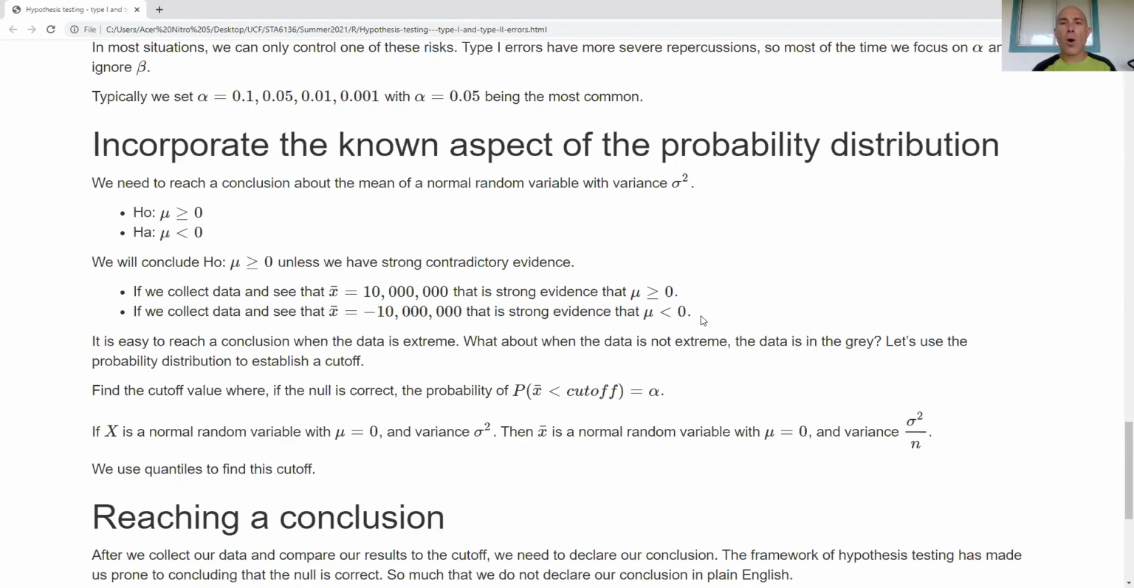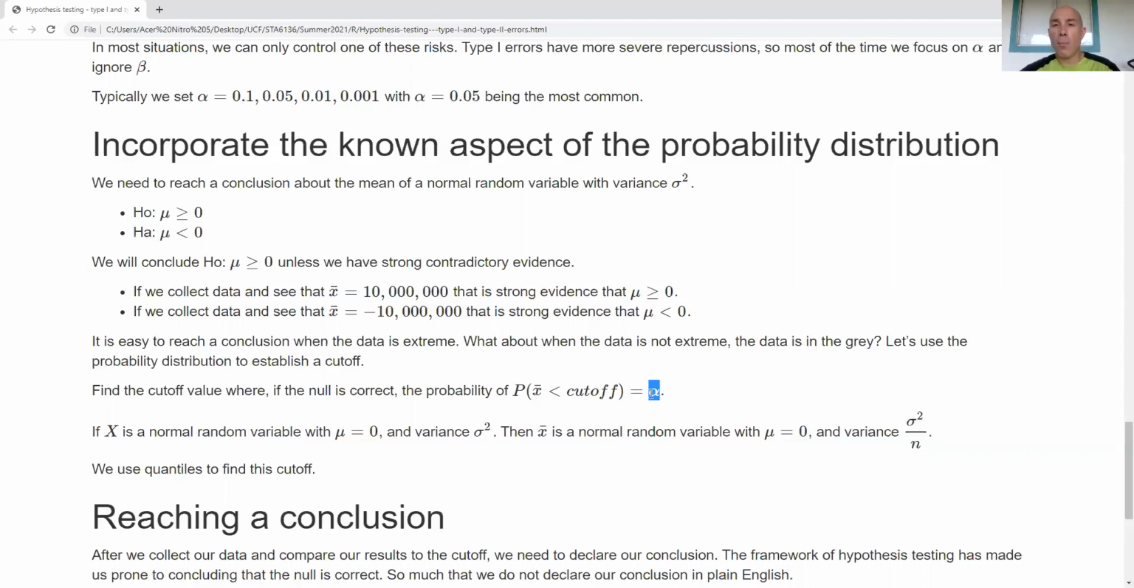Where is the cutoff where I say the null is on this side and the alternative is on this side? So we need a cutoff such that if I have something more extreme than this cutoff, I go with the alternative. If I do not have something more extreme than this cutoff, I go with the null. So what I need to do is find a cutoff value so that the probability that our sample average is less than that cutoff is equal to our risk tolerance. Here is our risk tolerance. This is how much of a risk we are willing to take.